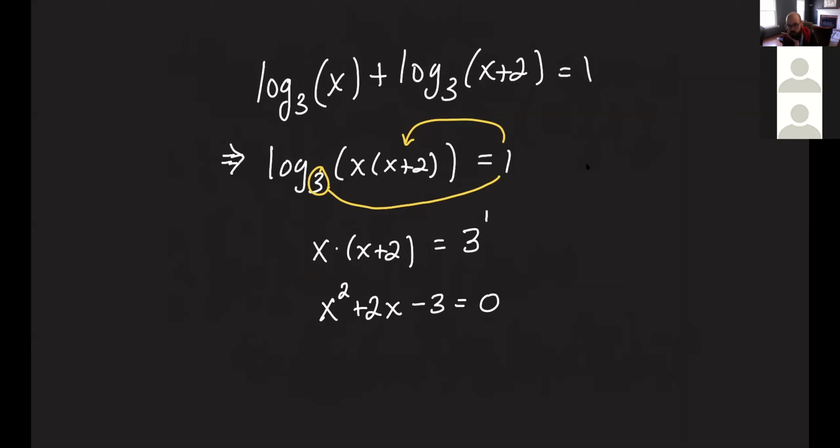So I ask myself, are there two numbers that multiply to be negative 3 and add to be positive 2? So the answer would be x plus 3, x minus 1. And so this tells me that x has to be equal to negative 3 or x has to be equal to 1.